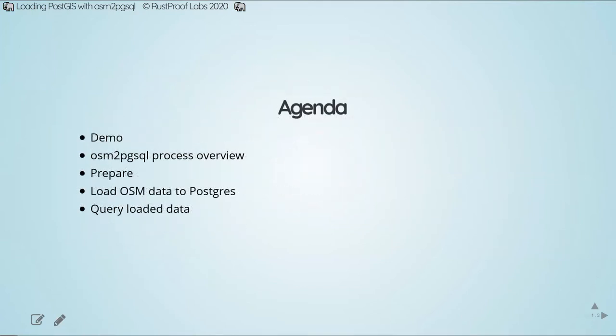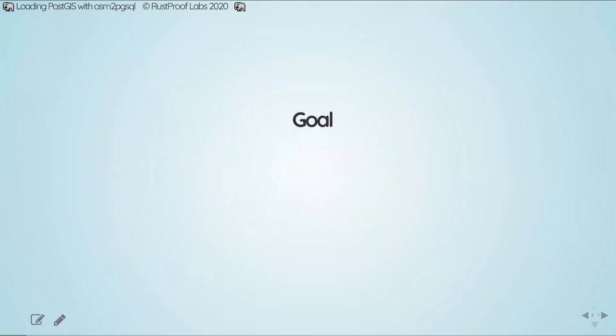The demo is going to go over three different ways to load OSM to PGSQL, different switches and different commands. And then we're going to go over the process while those demos are running. The process itself is a little bit complicated, so I'll dive into what it's doing behind the scenes. And then we'll talk about how to prepare for this data load process, and then running the process itself. If we have time, I'll show a few example queries, but that is hit or miss depending on how the timing of everything else goes to keep this within the window that we're looking for.